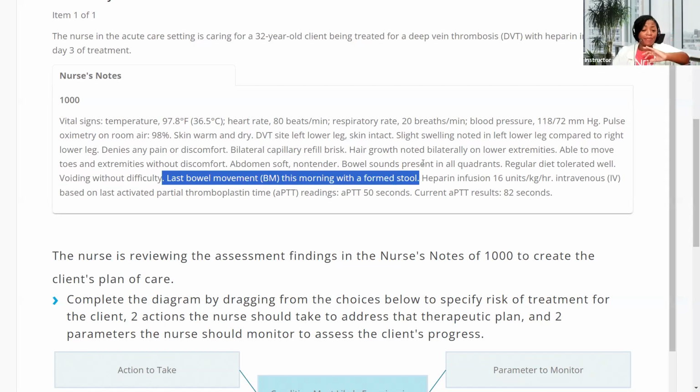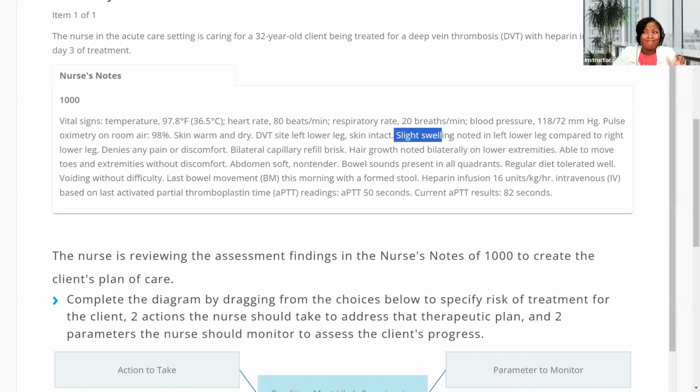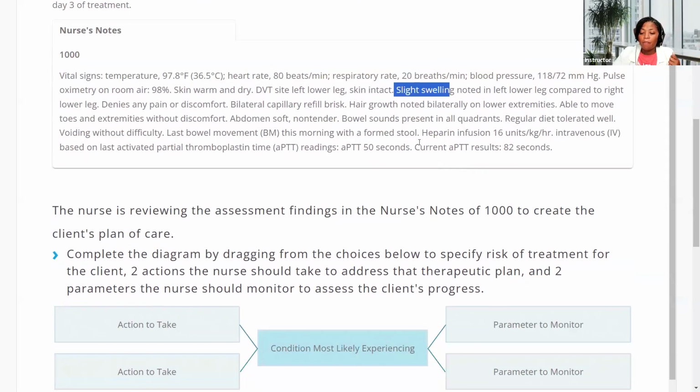Wow. Listen, that assessment, great, right? Other than the little bit of swelling that was noted, right? Nothing really sticking out that's a problem here, all right? But take note of this. Heparin is being infused.